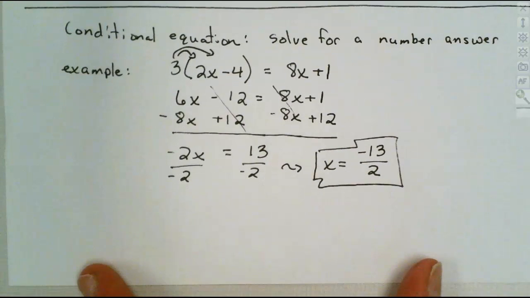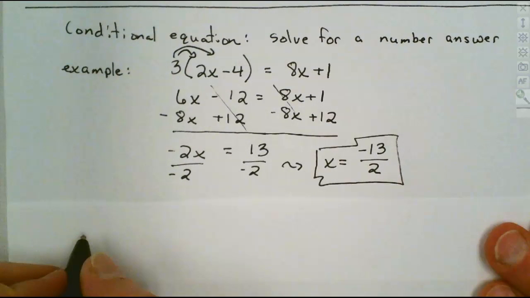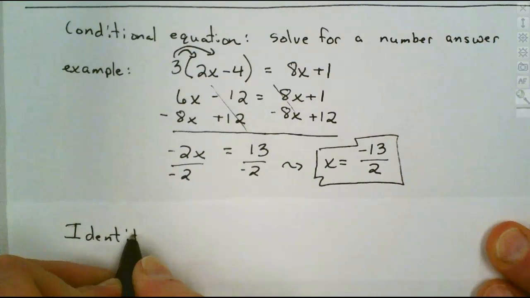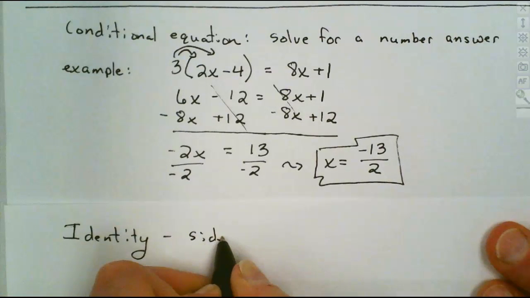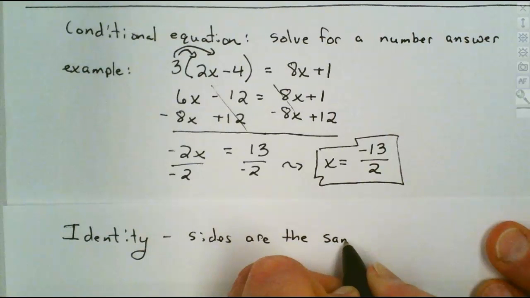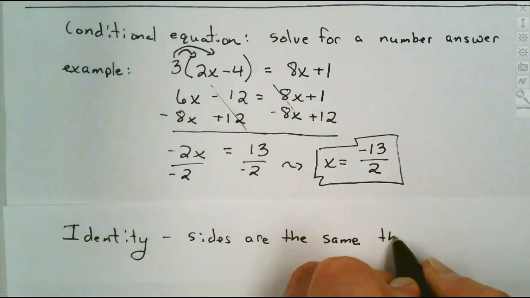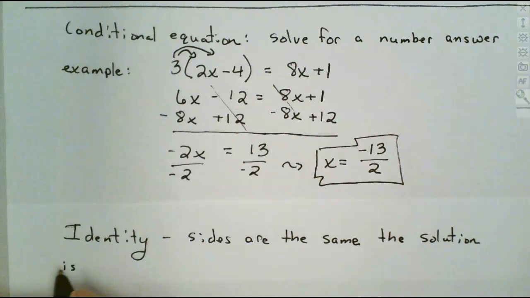Next, we're going to look at the identity. So that's conditional equation. We looked at an example of that. Next, we're going to look at the identity. And for the identity, the sides are the same. So the sides are the same, and the solution is all real numbers.